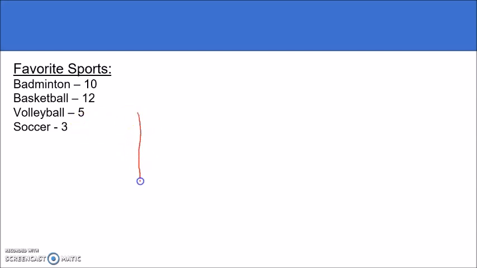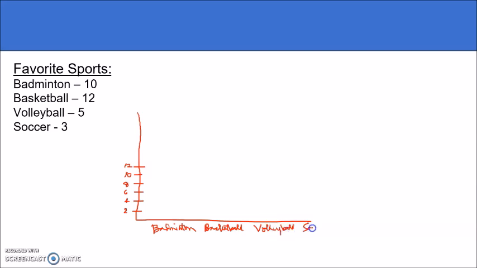Okay, so we have here, let's say, a straight line, just imagine it's a straight line. And then we can have intervals by 2. So we have 2, 4. It should be the same interval, okay? We have here 2, 4, 6, 8, 10, 12. Okay, so we can erase that later. So we can have here badminton, basketball, volleyball, and soccer. Okay. For badminton, we have 10.